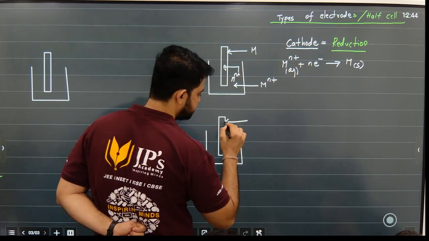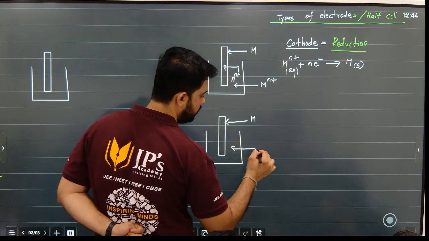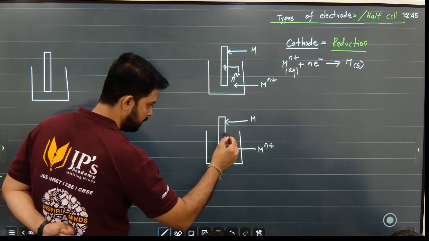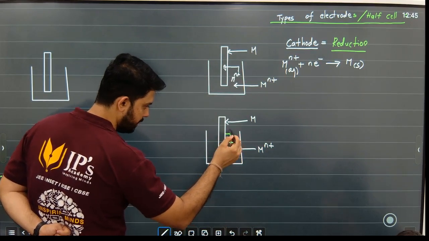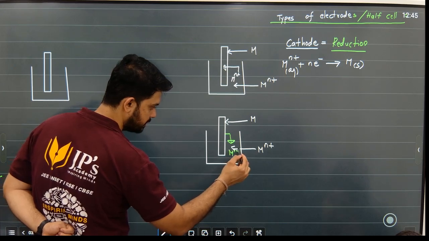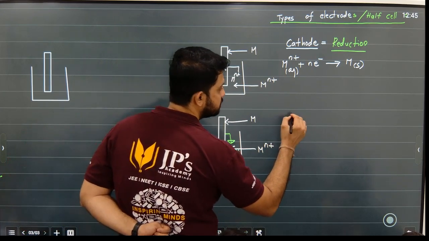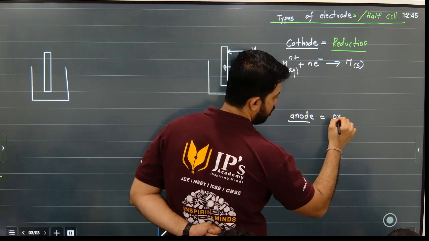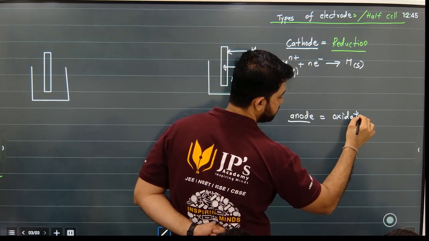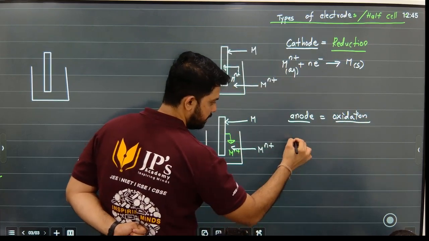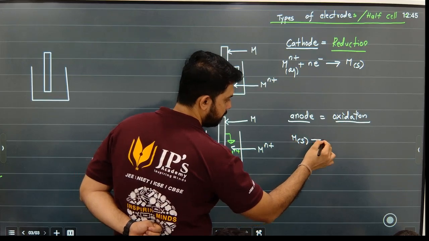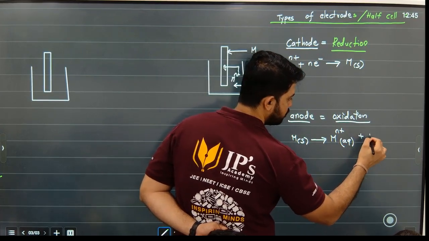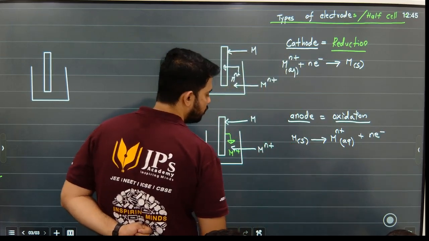Similarly, if the same electrode has to behave like an anode, then what happens? Oxidation. So the metal comes into the solution in the form of its ions. So this is the anode, and what happens at the anode, people? Oxidation. What exactly was oxidation? The metal from the rod coming into the solution in the form of its ions, and what does it leave behind on the rod? Electrons left behind on the rod.